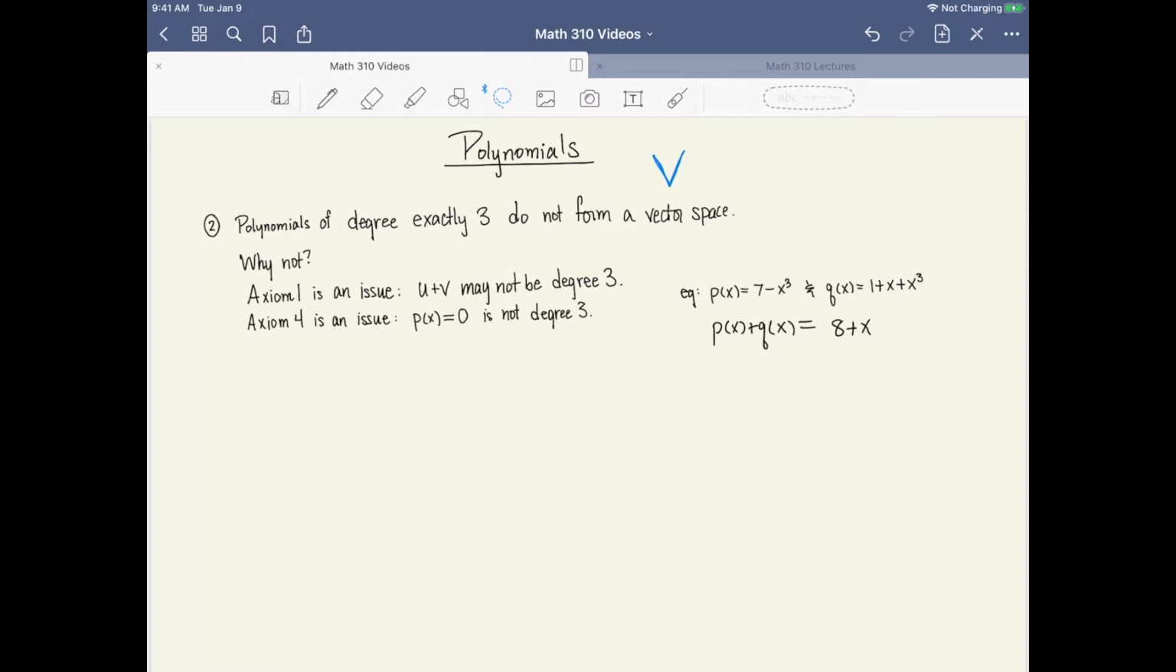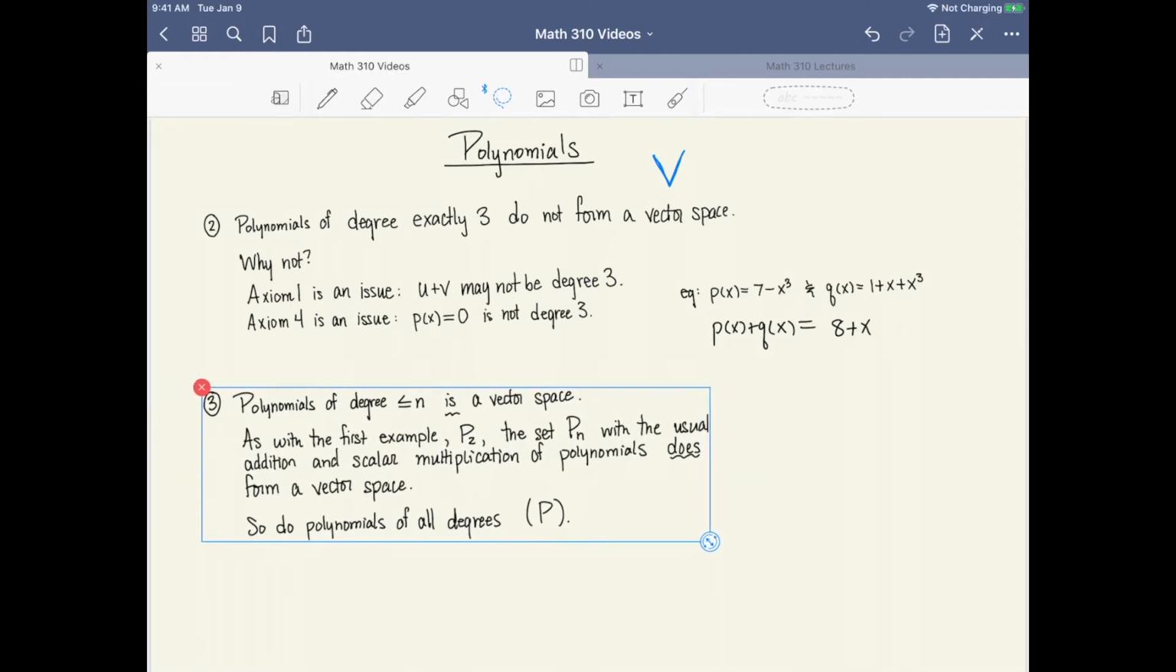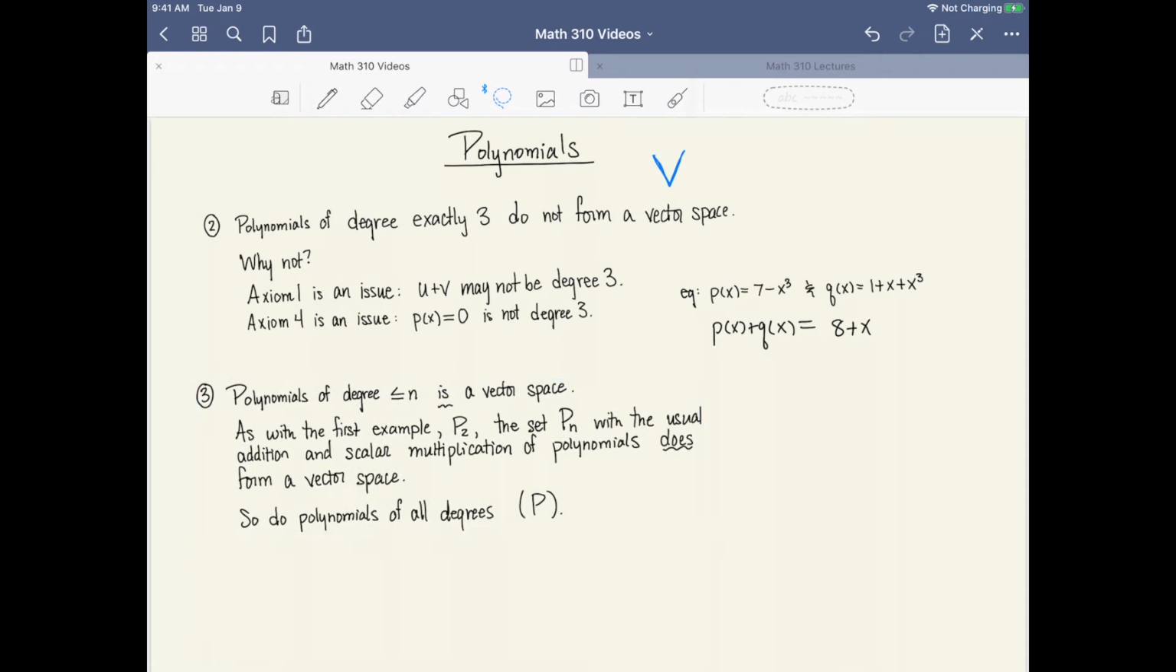And for the same reasons, polynomials of degree exactly 2 or degree exactly 5 or degree exactly 1 also do not form a vector space. However, if we take polynomials of degree less than or equal to n, it is a vector space. This is much like the example of polynomials of degree at most 2, which we discussed before. But here, the operations of vector addition and scalar multiplication are closed. They are well defined. And these sets of polynomials do form a vector space.